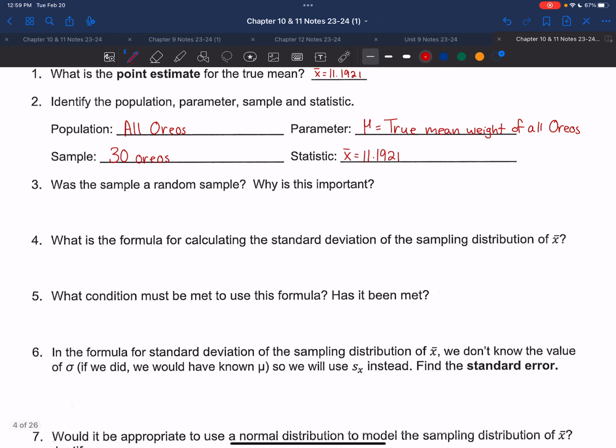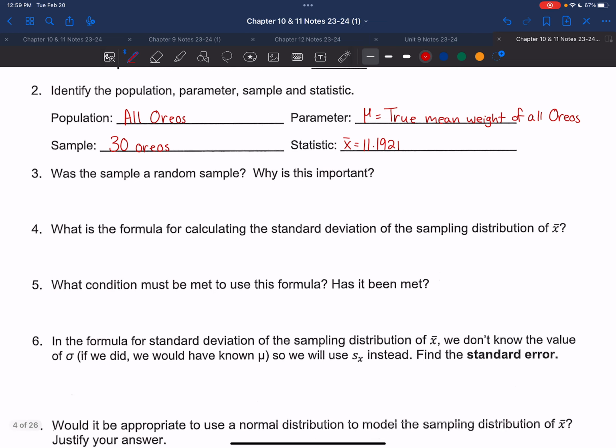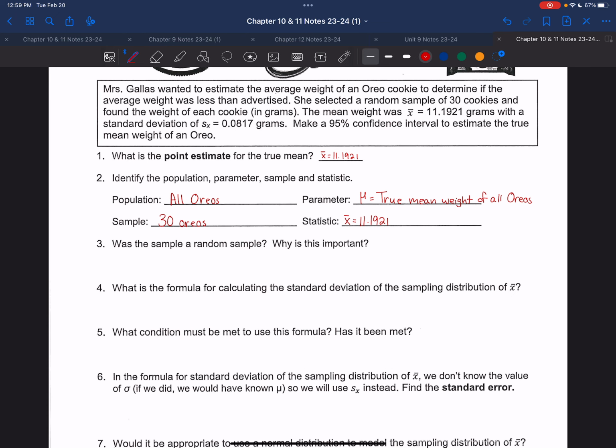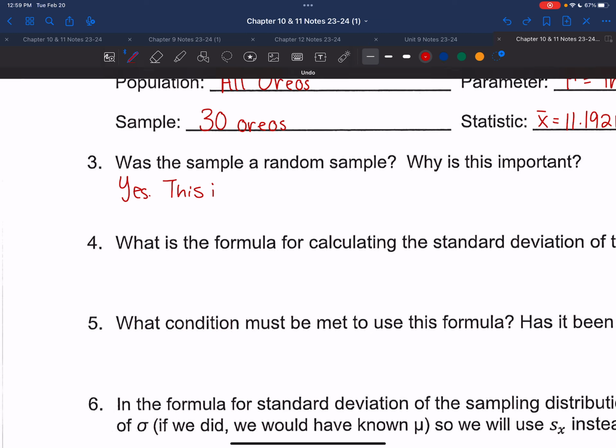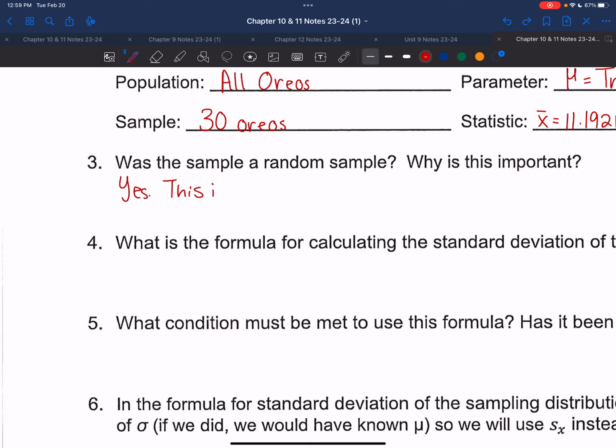Now, number 3 says, was the sample random? Why is this important? It originally told us that she had a random sample of 30 cookies. So yes, it was random. And this is important because it helps us generalize for the population.